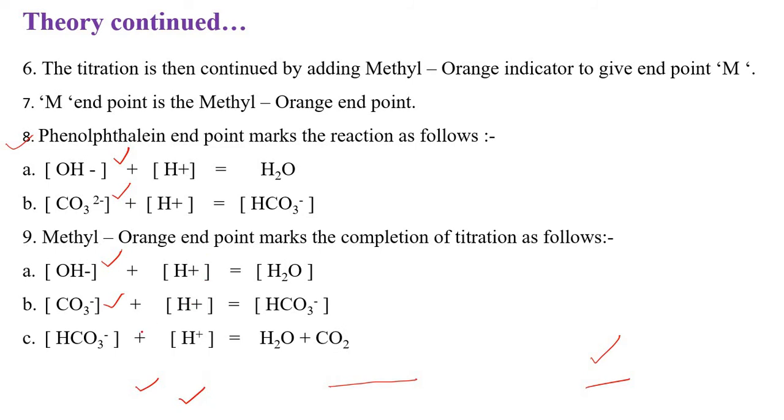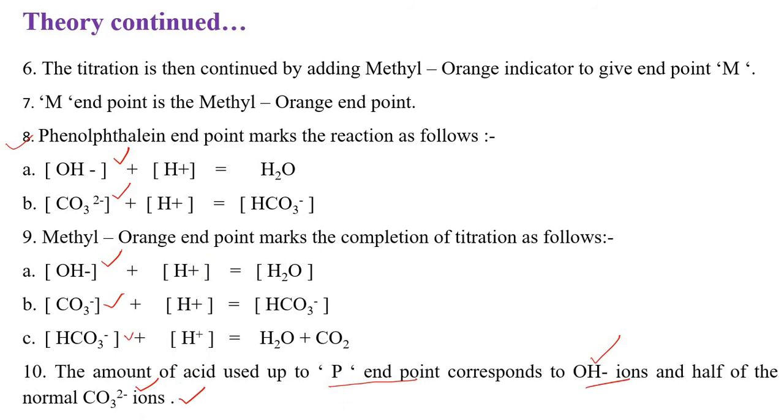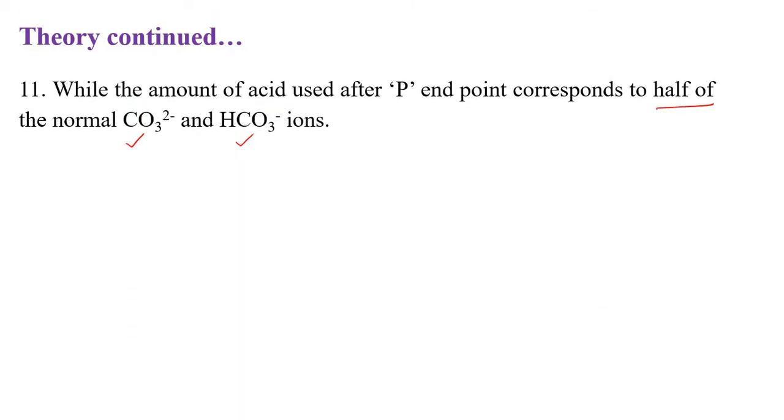Now the amount of acid used up to the P endpoint corresponds to the hydroxide ions and half of the carbonate ions. Then the amount of acid used after the P endpoint, that point is nothing but the M point, corresponds to half of the carbonate ions and bicarbonate ions.